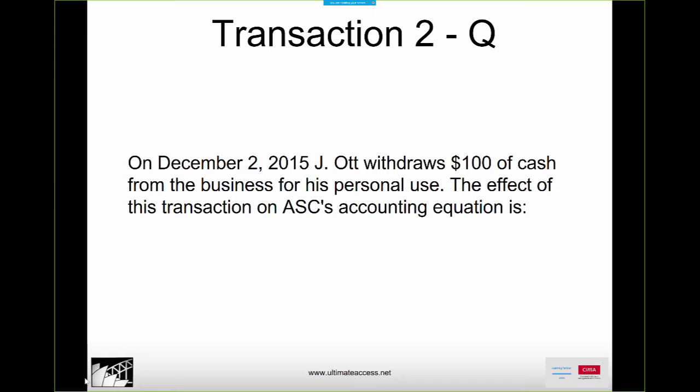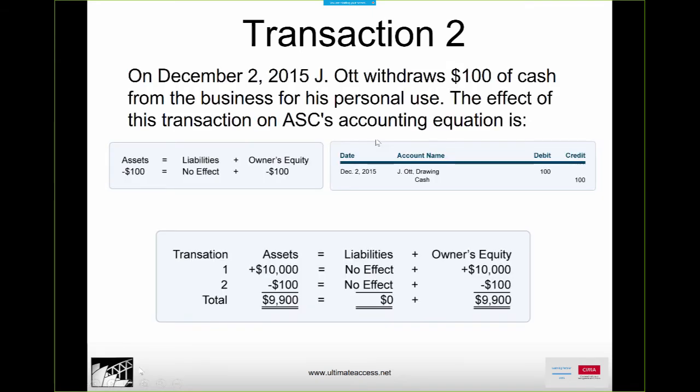So you're absolutely right, the cash is reducing and the drawings is debited, and his capital has reduced. Now what does this mean? It means that the company actually owes J-Ott 9,900 and not 10,000, because he's withdrawn some cash for his personal use.